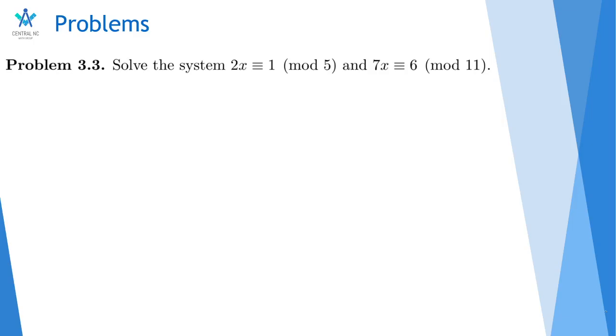So I assume that you've tried this problem. As you can see here, the only step to do to get this into something we know is to isolate the x's. And the only way to do that is to multiply by their modular inverses. So we know the modular inverse of 2 modulo 5 is 3, since 2 times 3 is equal to 6, which is congruent to 1 mod 5. So if you multiply by 3 on both sides, we'll get x is congruent to 3 mod 5.